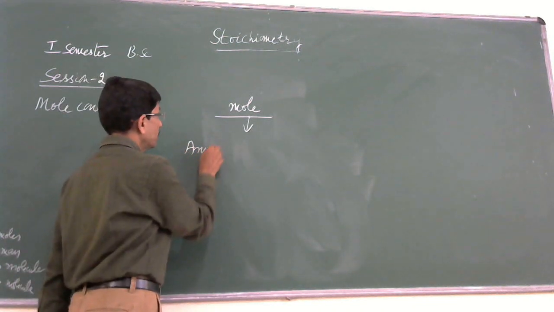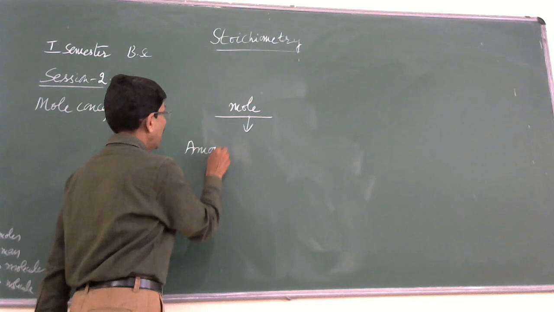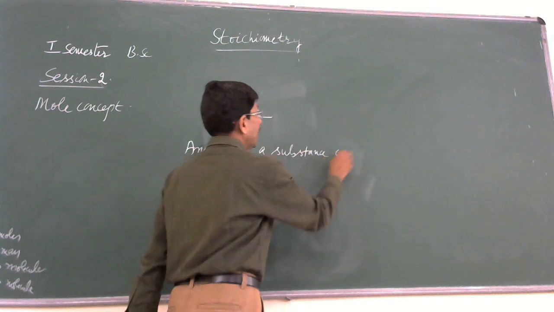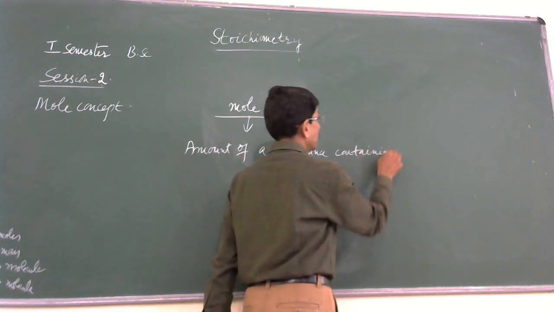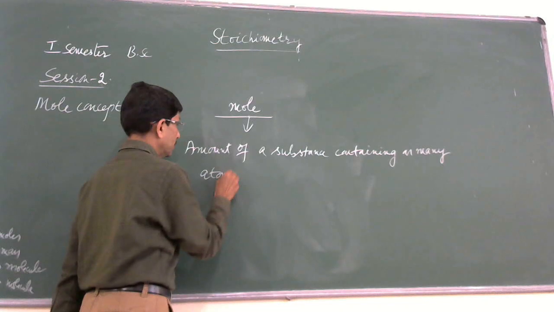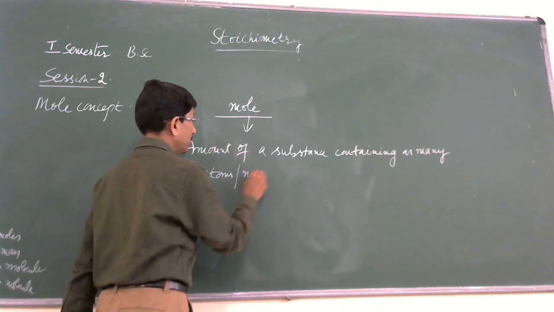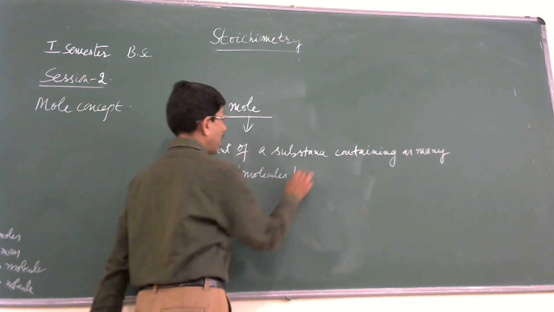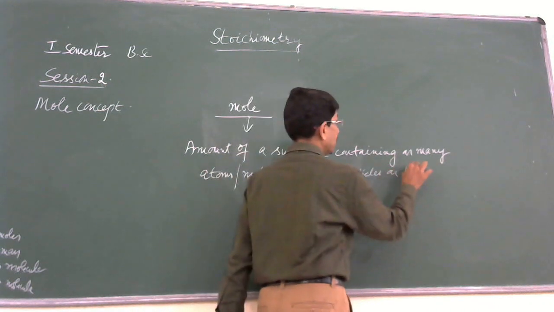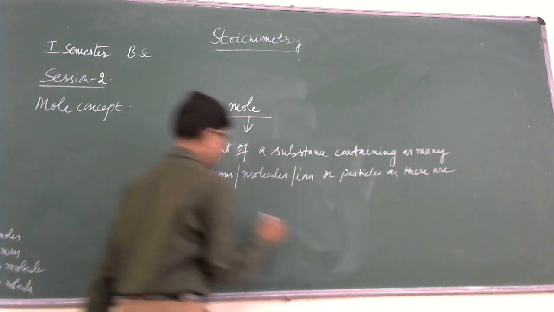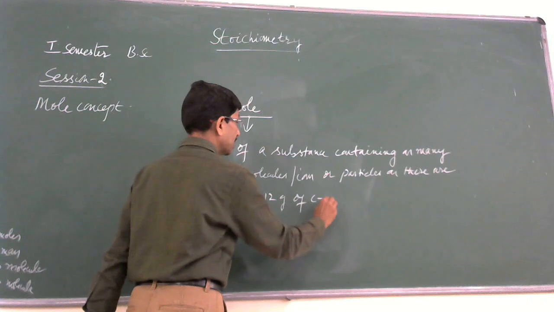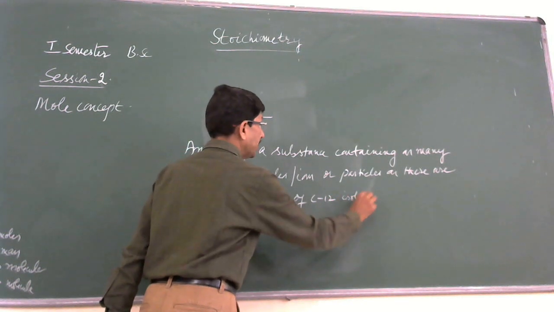Mole is nothing but the amount of a substance containing as many atoms or molecules or ions or particles as there are atoms in 12 grams of C12 isotope. So this is the definition.